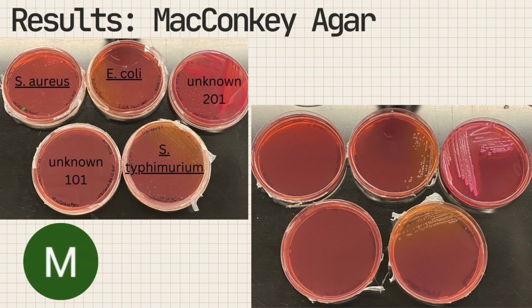MacConkey agar plates are useful so that we're able to isolate gram-negative bacteria from a variety of bacteria. And here we can see how E. coli, S. typhimurium, and unknown 201 show bacterial growth, while S. aureus and unknown 101 did not. S. aureus is gram-positive, and that is why there was no growth, while E. coli and S. typhimurium are gram-negative, therefore that's why there was growth on the plates.